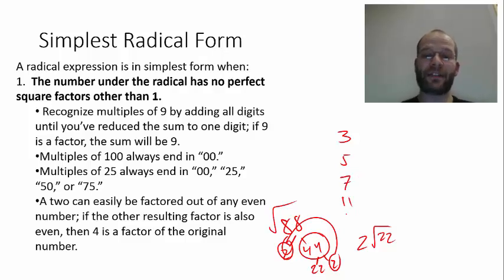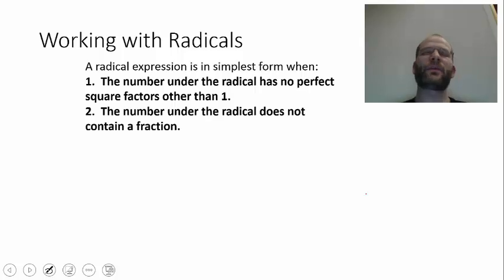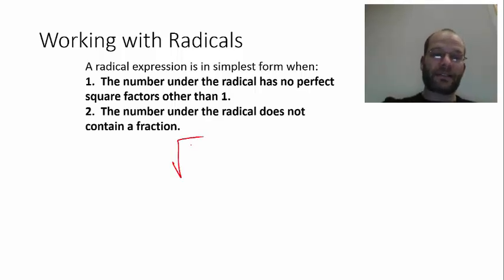Then go on to 11, 13, and so forth to see if the radicand can be factored out into different numbers. The second rule we need to be aware of when we're trying to write a radical in simplest radical form is that the number under the radical does not contain a fraction. So for instance, if we had a number like this, that number is not in simplest radical form by definition.